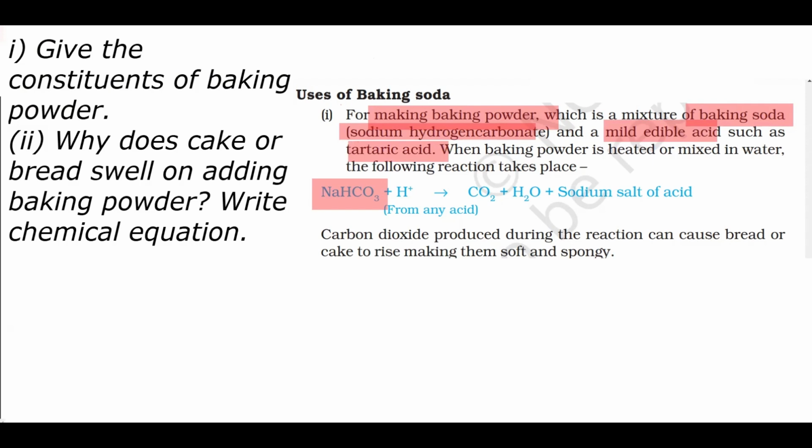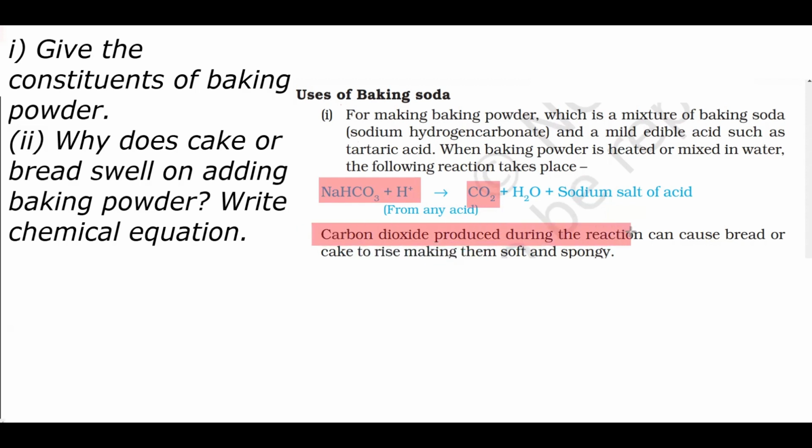Since the formula of tartaric acid is quite complex, for class 10th we just use H plus, indicating that we have added tartaric acid here. And what you can observe is that during this reaction, when it is heated, we get carbon dioxide, water, and the salt of that acid. But this carbon dioxide is most important here because the carbon dioxide so produced causes the bread to rise. Let me show you what actually happens.